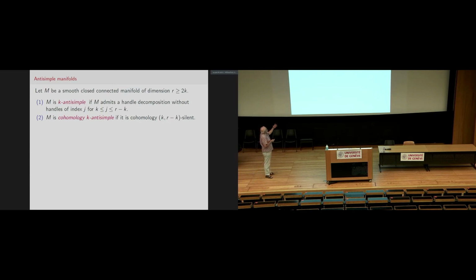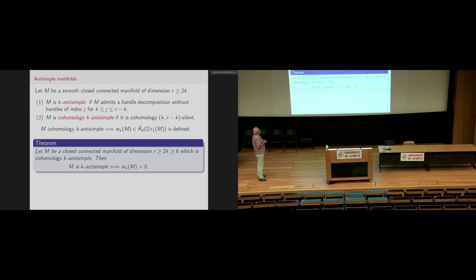So if it is a cohomology anti-simple, a smooth closed manifold has the homotopy type of a finite complex. So this cell dispensability obstruction is defined. And believe it or not, we have the same theorem if the dimension is at least 6. Anti-simple if and only if this obstruction is 0. It's because if the obstruction is 0, as we saw before, the manifold has the homotopy type of a cell complex which has no cell in the middle dimension.